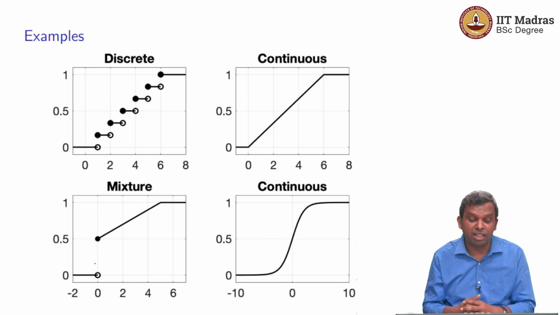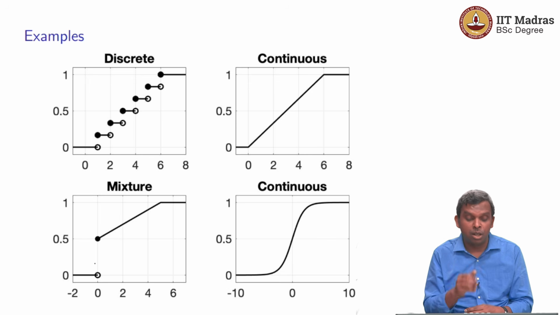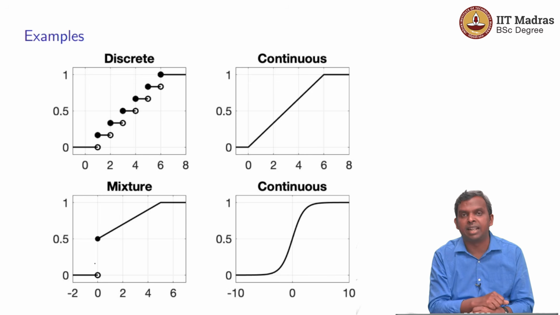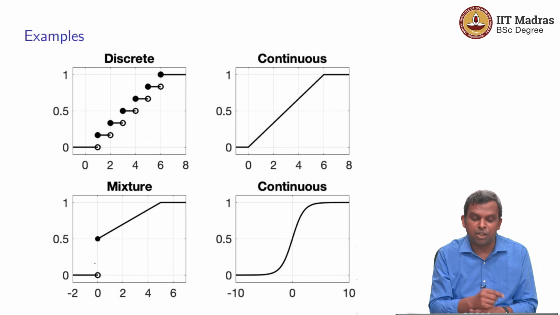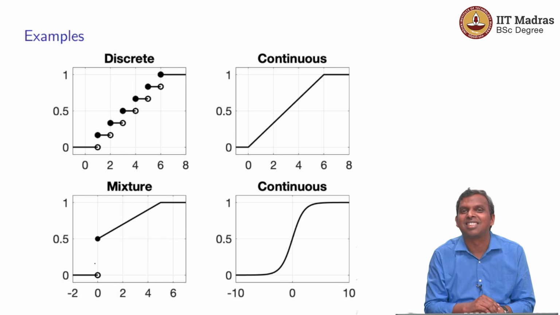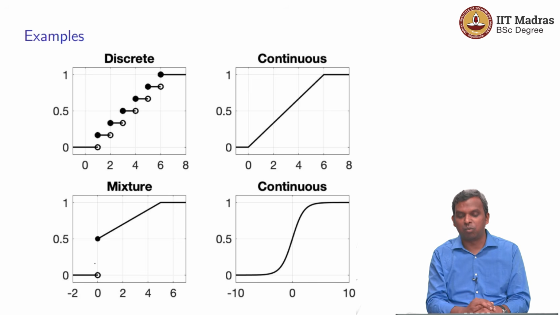How do you identify the values taken by a discrete random variable? You go look at the CDF, wherever it jumps, those are the values the random variable takes. And what is the probability with which it takes those values? The magnitude of the jump. Okay, so if you look at the top left, it takes values 1, 2, 3, 4, 5, 6, each with probability it looks like 1 by 6, right? So it's like a throw of the die, right?